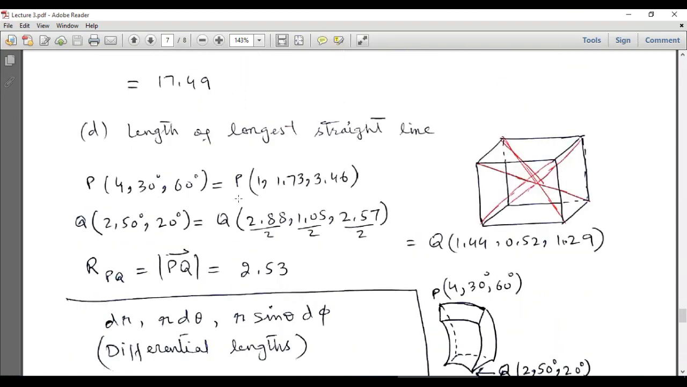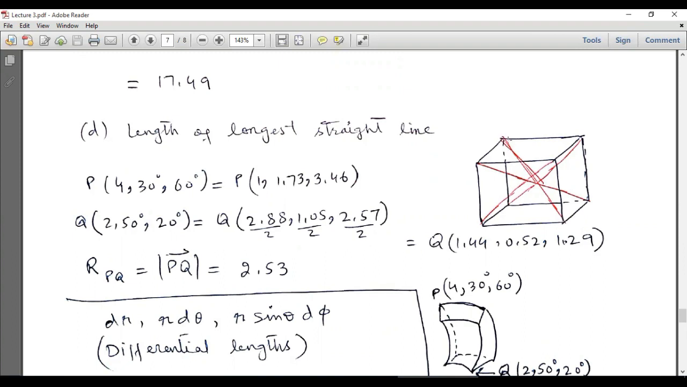In the final part, we have to calculate the length of the longest straight line, and that is also not too difficult. So if we consider the shape of a cube, then we can calculate the length of the longest straight line by joining the line from one corner to the opposite corner at the opposite face.